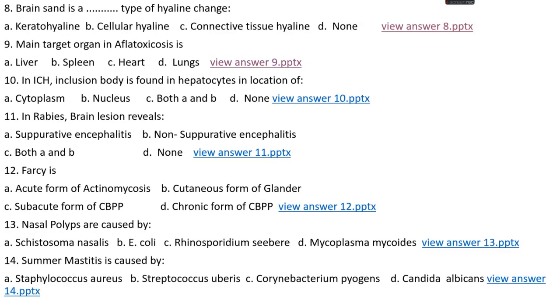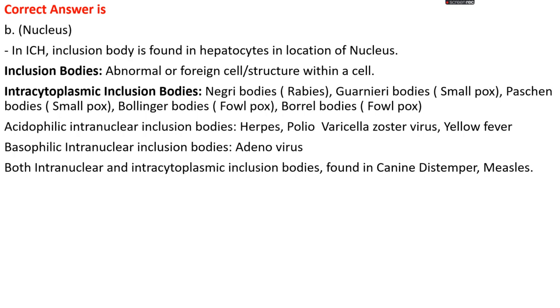Okay. Question number 10. In infectious canine hepatitis, inclusion body is found in hepatocyte in location of option A, cytoplasm, option B, nucleus, option C, both A and B, option D, none. The right answer is option B, that is nucleus. In infectious canine hepatitis, inclusion body is found in hepatocytes in the nucleus.